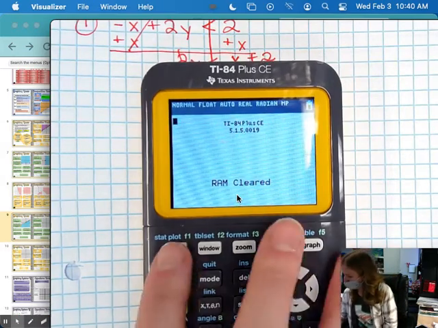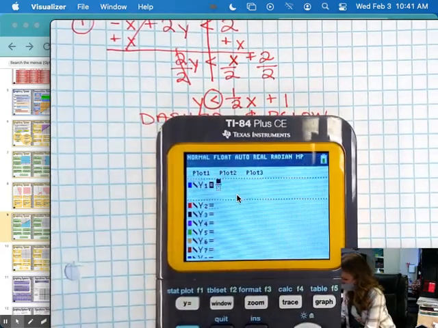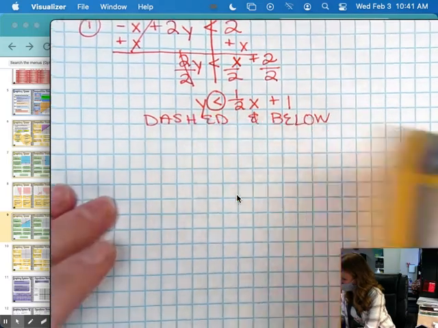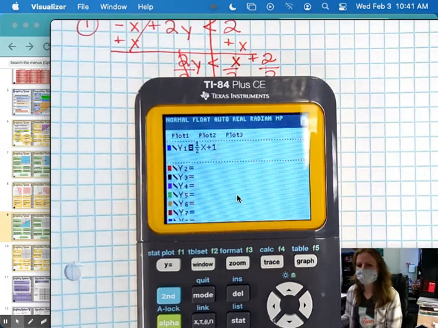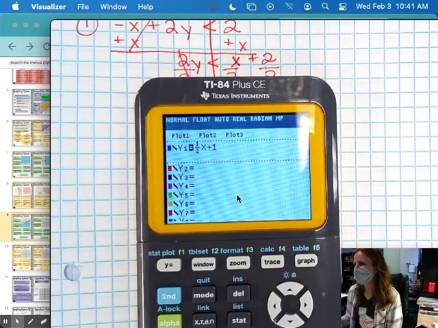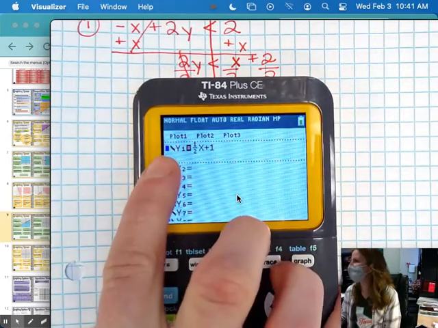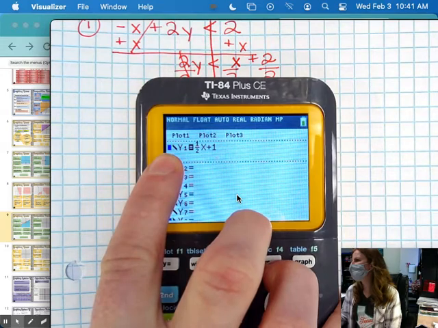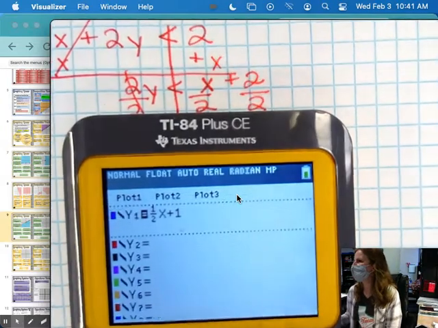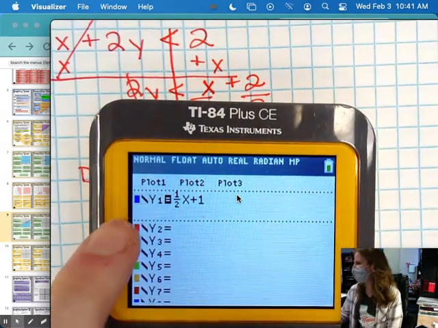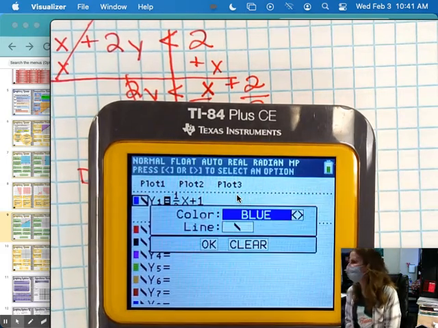Okay, so we are going to graph it. Go to y equals and put in the equation, 1/2 x plus 1. Okay, and then go over to the left. And we are going to adjust this so that it shades below. So once you put your equation in, then you're going to arrow to the left to get right here. Push enter and then look at it.